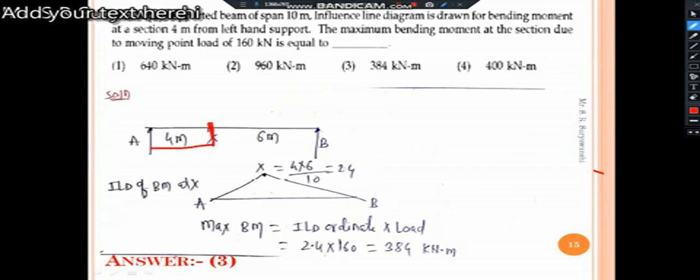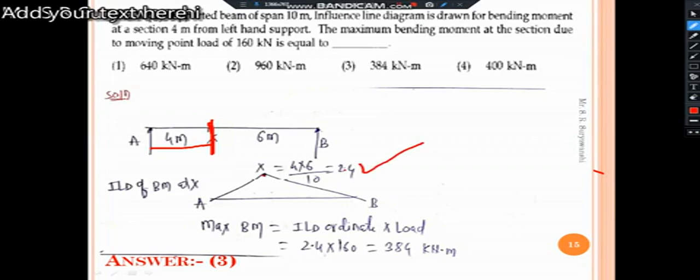At that section we have to plot the ILD for the bending moment. So this is the ILD for the bending moment, and this maximum ILD ordinate will be AB by L, where A is 4, B is 6, 4 into 6 by 10, so that will be 2.4. It is the ILD ordinate here.